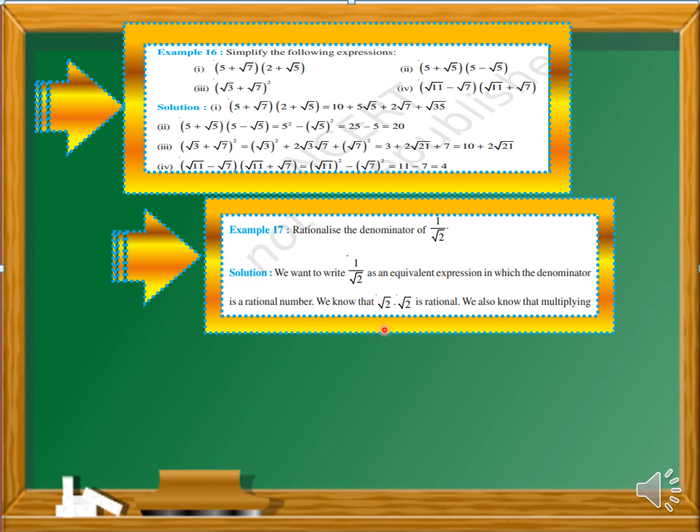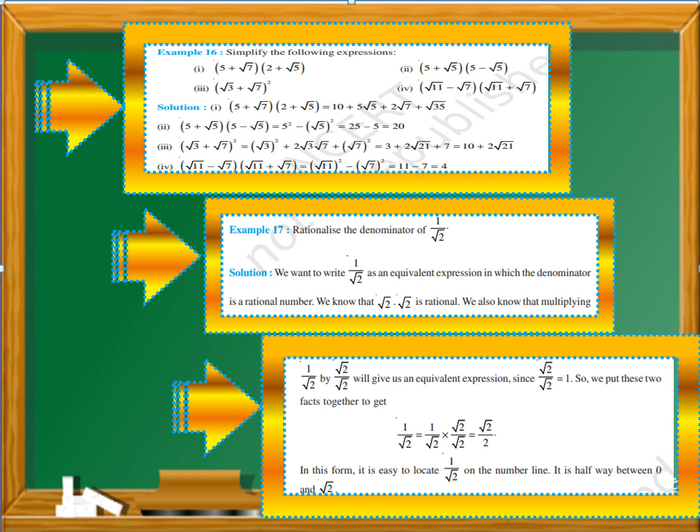We know that √2 into √2 is a rational number, because √2 into √2 we get 2, that is a rational number. We also know that multiplying 1 by √2 by √2 by √2 we will get an equivalent expression, since √2 by √2 is equal to 1. So we put these two facts together to get 1 by √2 is equal to 1 by √2 into √2 by √2.